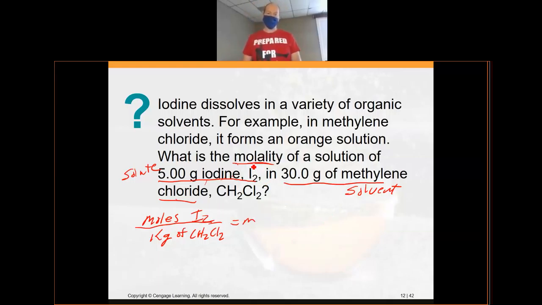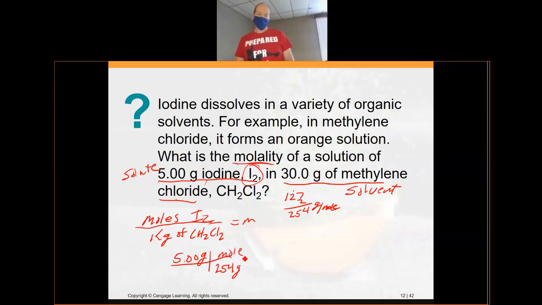All right, and so you have to find the molar mass of I2. I'm going to just use 3 sig figs. 127 is iodine times 2, and that is 254 grams per mole. All right, so to find the moles, I have to take my grams, 5.00 grams, and divide by the molar mass, 254 grams per mole. And so that is now my moles of iodine. And then I have to change 30 grams into kilograms, so that is 0.0300 kilograms. And then I push the buttons on my calculator.